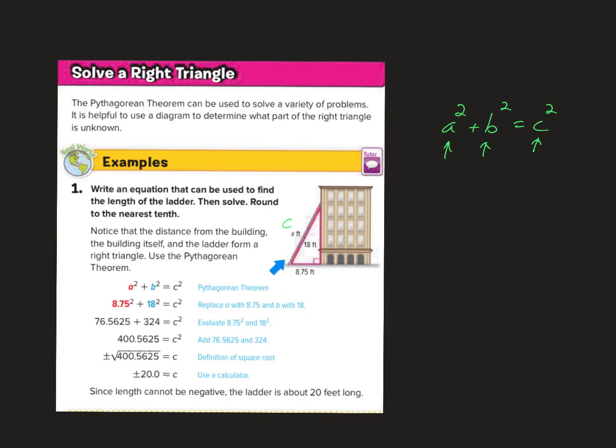So we also have to think about, in the whole scheme of things here, if we have one leg at 8.75, one leg at 18, does 20 make sense for the hypotenuse? And it does. If it said 200, that would probably mean that we made an error somewhere.